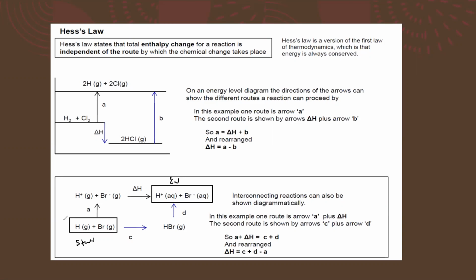The overall energy change is independent of the route. It does not depend on the route or the path. So if we follow route 1 or route 2, we'll get the same energy. We can say A plus delta H is equal to C plus D. If delta H is unknown, A goes to the other side, so C plus D minus A will give us the value of delta H.